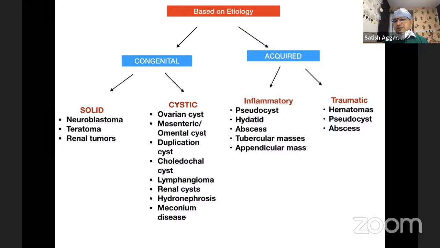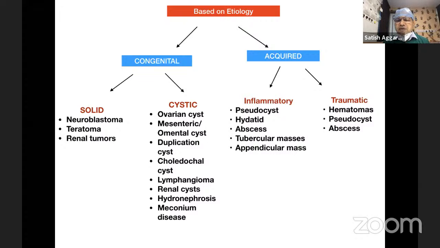Amongst the acquired masses, you can have inflammatory masses, as I have listed here. Most of them are arising from appendicular abscesses or appendix masses, appendicitis which has not been treated surgically right at the onset. The child presents with abdominal pain, somebody suspects appendicitis, or even without suspicion, puts them on antibiotics, then antibioma develops, they form a phlegmonous mass, and they present a few days later as a mass in the abdomen. Similarly, tubercular masses, abscesses, hydatid cysts.